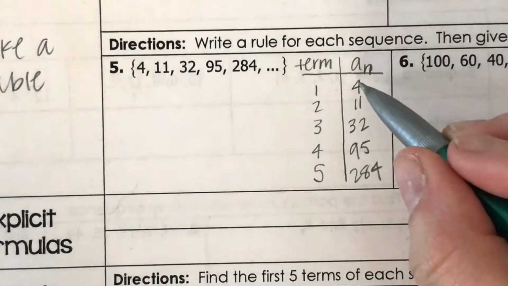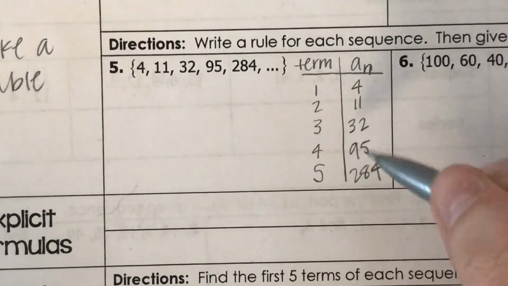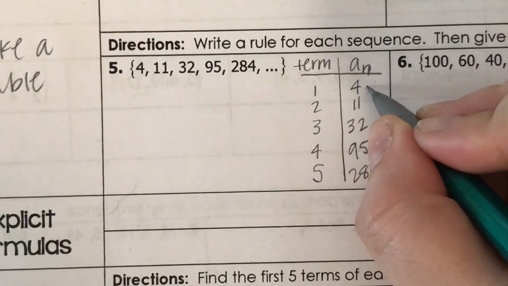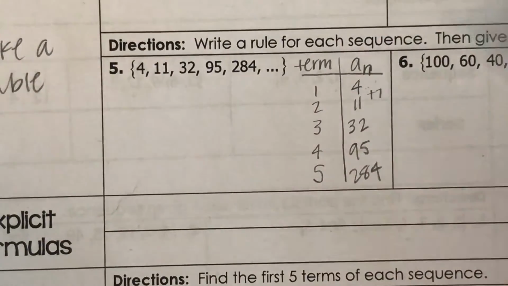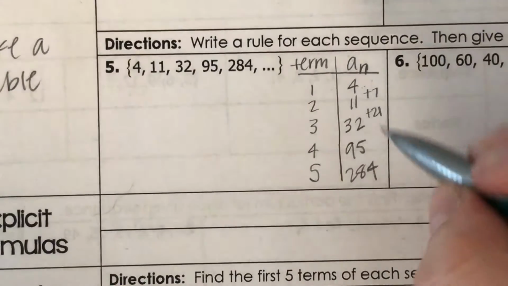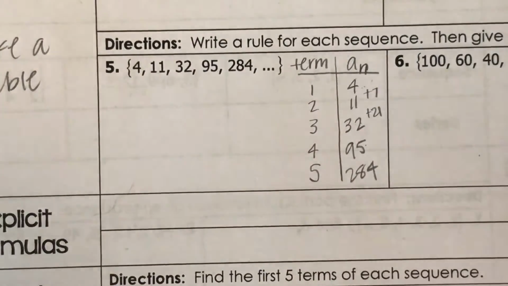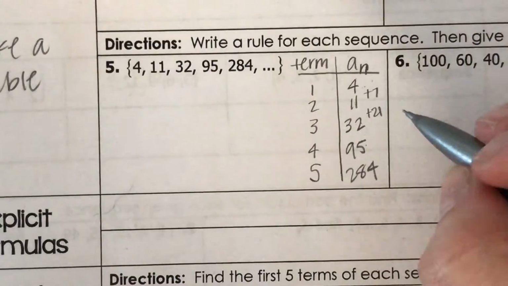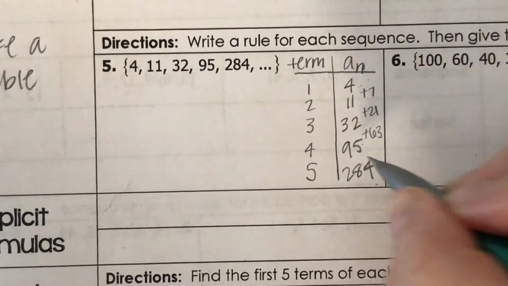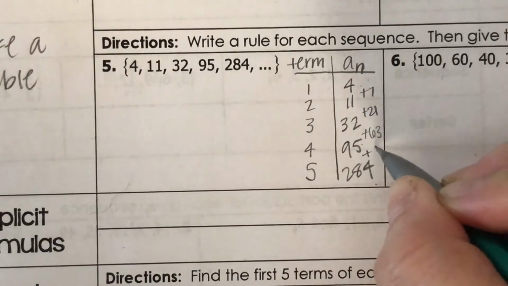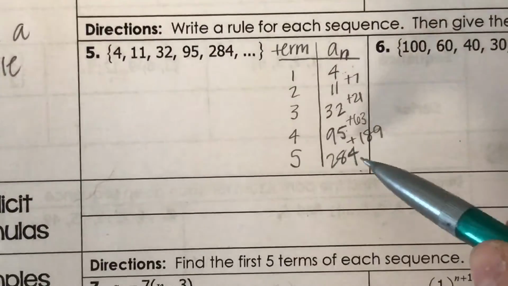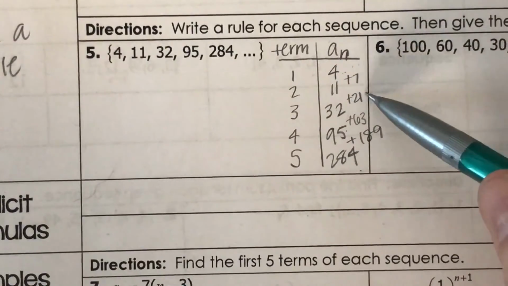So here's what we're going to do. We're going to look at the differences between these numbers. So 4 goes to 11, that's plus 7. 32 minus 11, that's plus 21. 95 minus 32, I've already done this, so that's why I know all these numbers, is plus 63. And then from 95 to 284, that's a plus 189.